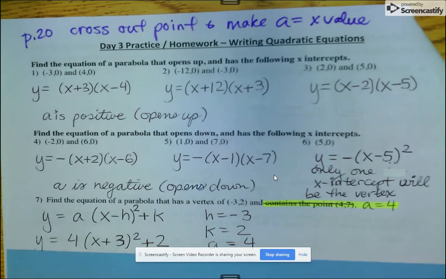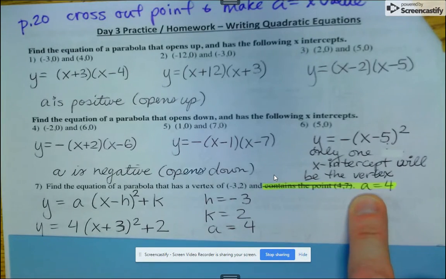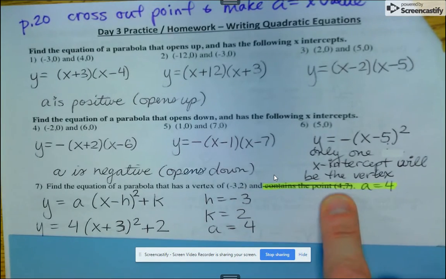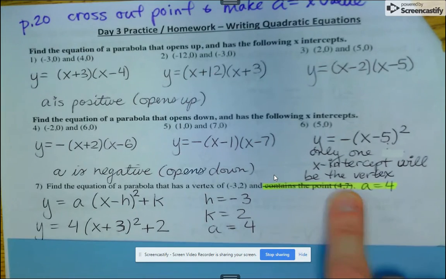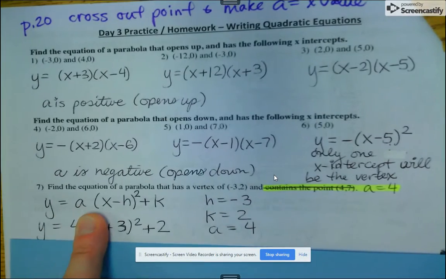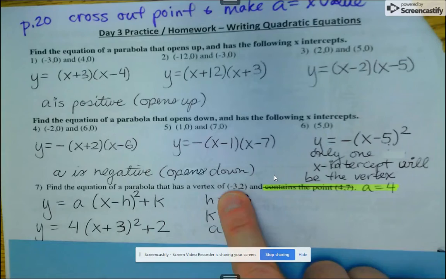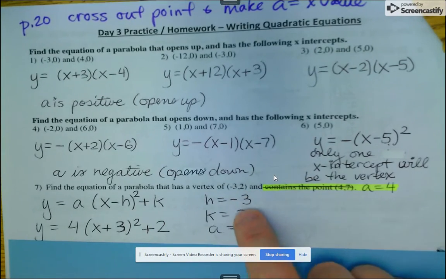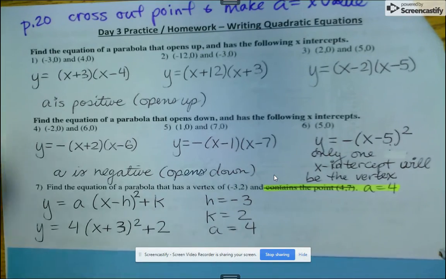For the rest of this page, you were supposed to cross out the point and change it to an A equals. And then I just told you to have the A equals whatever that X value is in the point to make it easier. So we're not expecting you to be able to do this with a point. We will give you the A value. So here, this is vertex form. I put in my vertex they gave me for my H and my K, and then my A. And this is the equation.